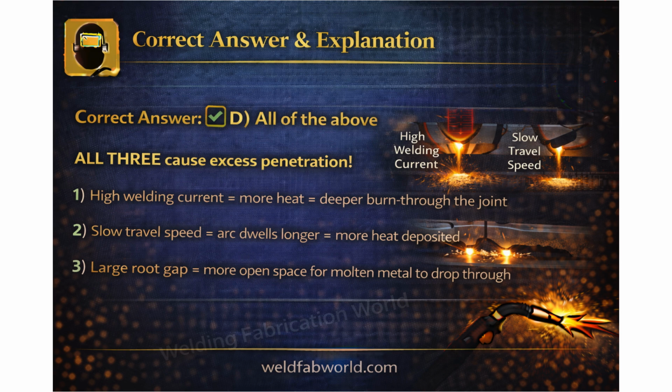Answer. D. All of the above. Explanation: all three cause excess penetration. High welding current equals more heat equals deeper burn through the joint. Slow travel speed equals arc dwells longer equals more heat deposited in one area. Large root gap equals more open space for molten metal to drop through.